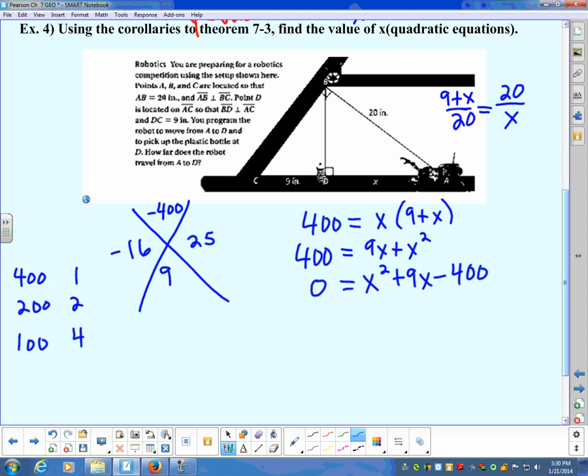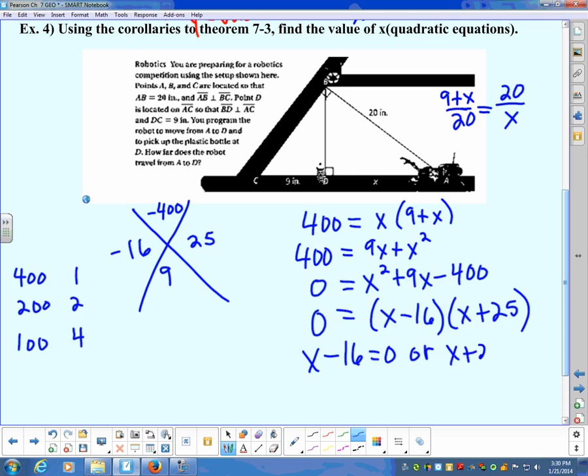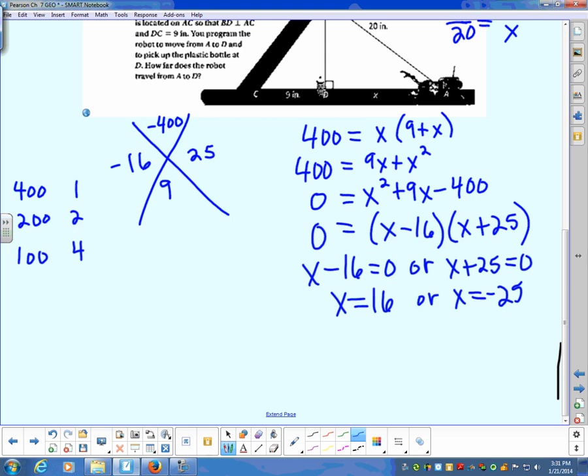Well, guys, let me finish up here. So I have 0 equals x minus 16 times x plus 25. And so my solutions are either x minus 16 equals 0 or x plus 25 equals 0. So x equals 16 or x equals negative 25. Which one makes sense for this problem? The 16, we'll toss out the negative. So how far does the robot travel from A to D? 16 feet. And that's using corollary number 2.